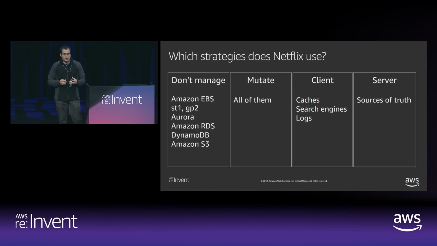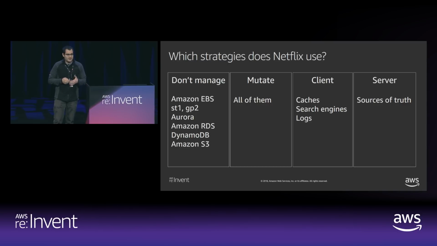All right, so to summarize the strategies that we've talked about today, we started with the option of not managing state. We've then moved through mutating stateful instances to moving the state using clients, and we've finished with moving the state using the server. And we mostly use the last technique for our sources of truth, things like Cassandra, things like persistent caches.